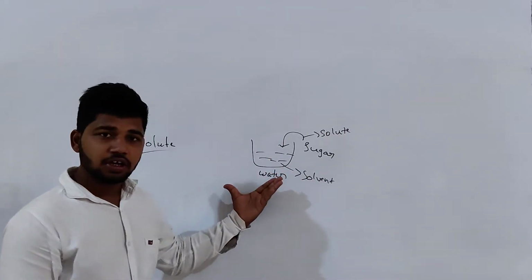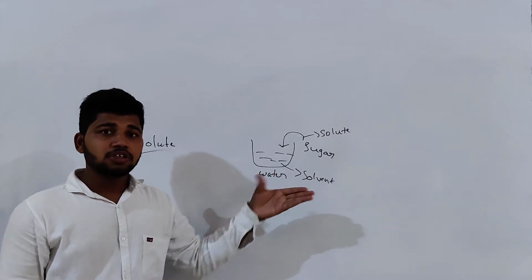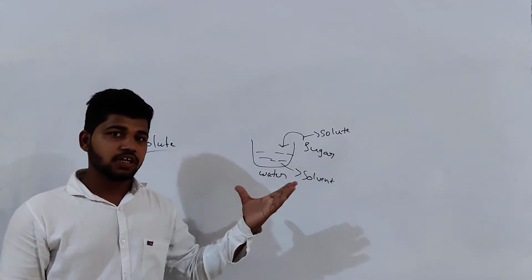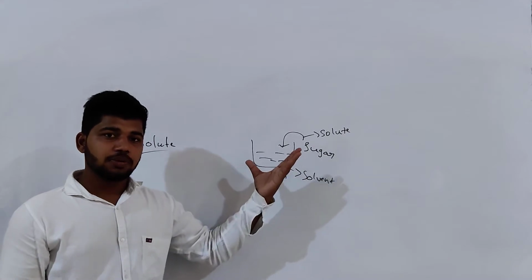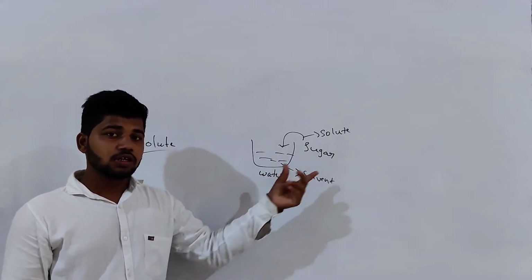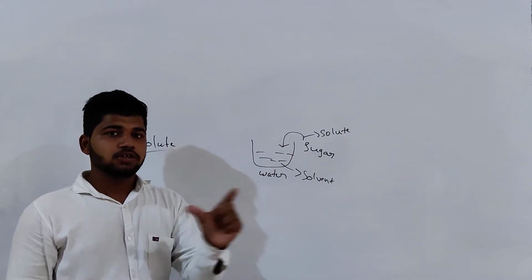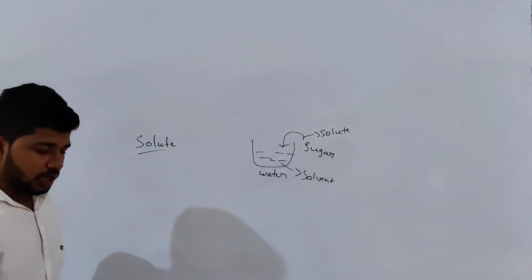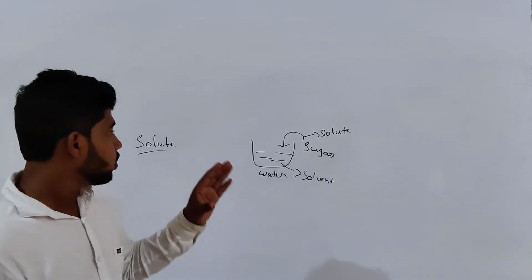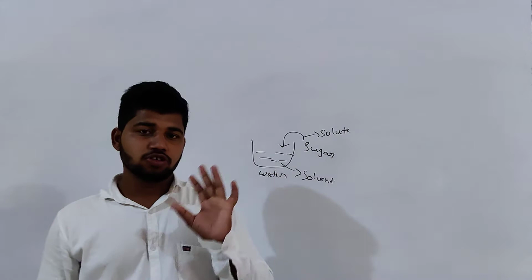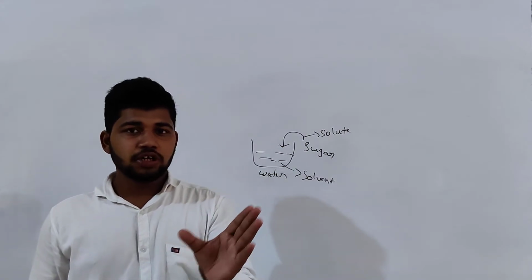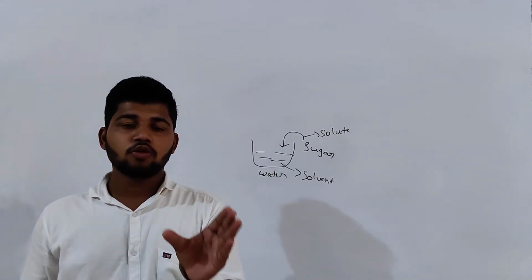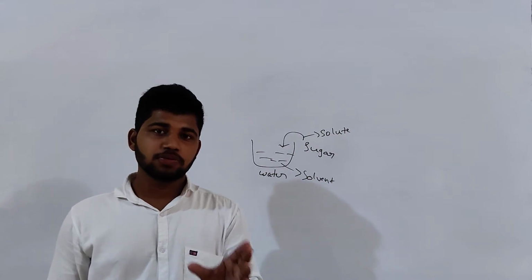And what is the solvent? The material which dissolves the solute particles is called the solvent. We also discussed the properties of the solution. The first point: it is a homogeneous mixture in which two or more components are present.